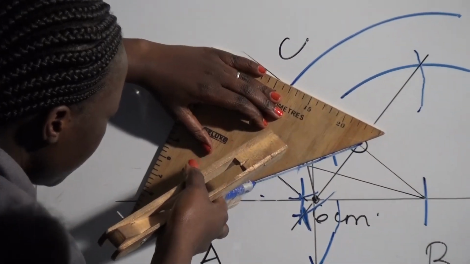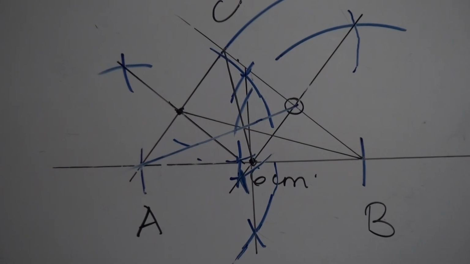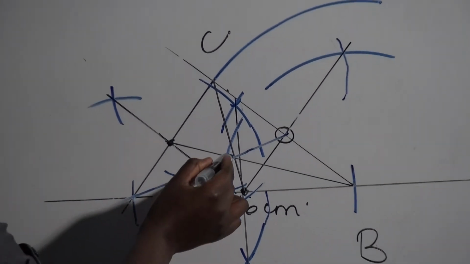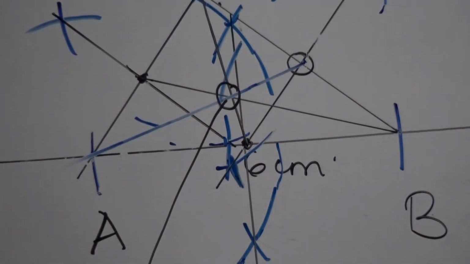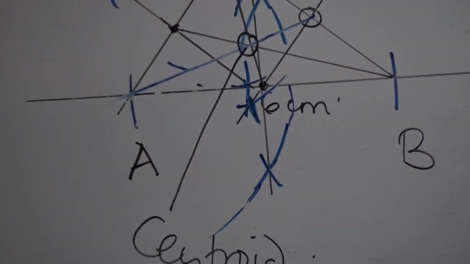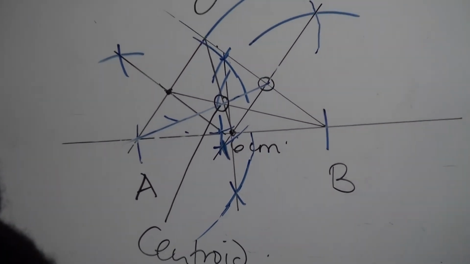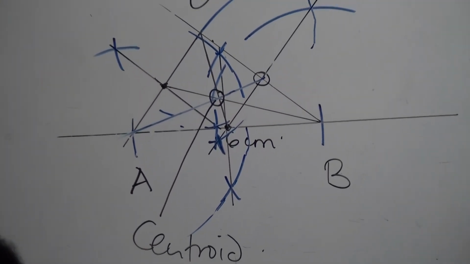But of course, as we are doing it, it will come out. So where the medians meet, I hope you are seeing it here. This is what we call the what? The centroid. That is what we call the centroid. So can we try it out?